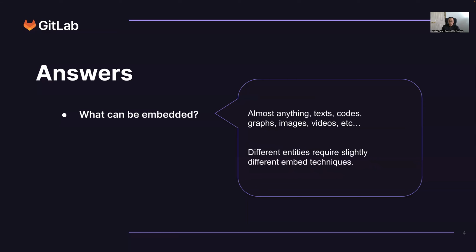Second, what can be embedded? Pretty much anything. A block of text, a block of code, even graphs, images, videos, audio files, basically anything that has a proper digital representation can be embedded. However, different entities do require slightly different embedding techniques because their representations are different. For example, images are represented by pixel values of RGB, and text is represented by characters, which are represented by either ASCII or UTF-8. So because they're different, you need to apply different techniques.